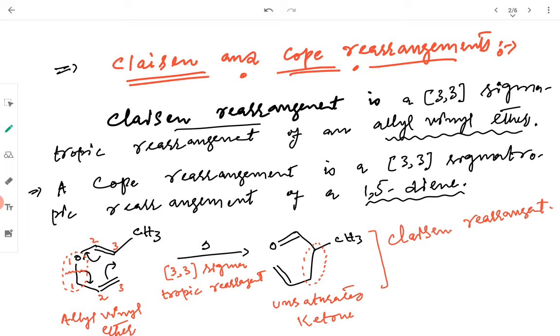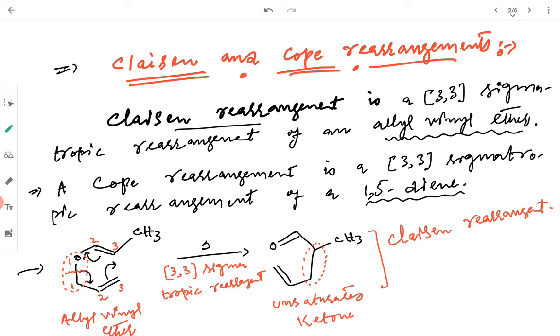So the starting compound in Cope rearrangement is a 1,5 diene, while in the case of Claisen rearrangement, the starting material is allyl vinyl ether. As you can see here, this is an example of Claisen rearrangement. This is known as an allyl vinyl ether. It's an ether compound, so it's known as allyl vinyl ether.